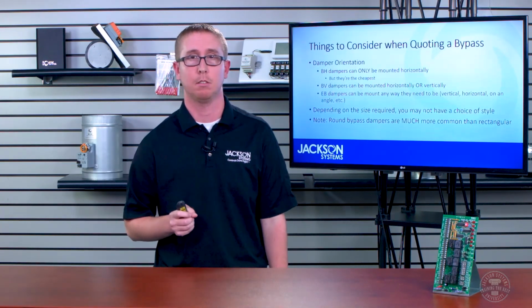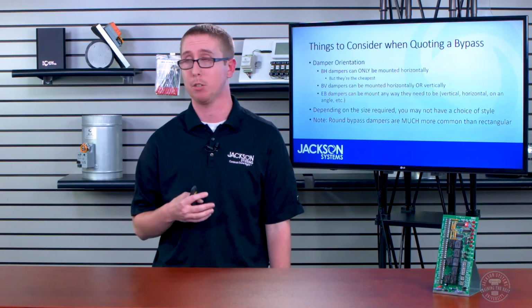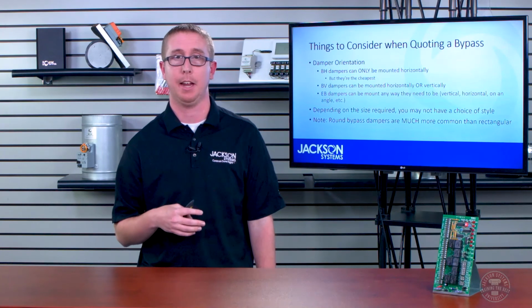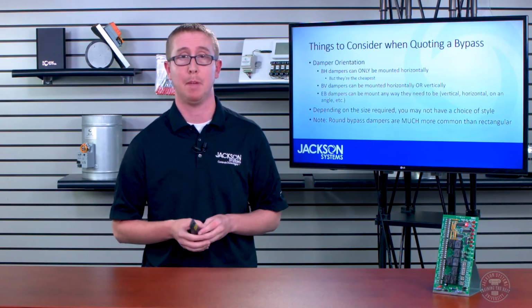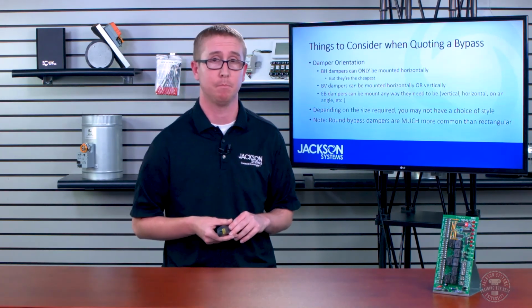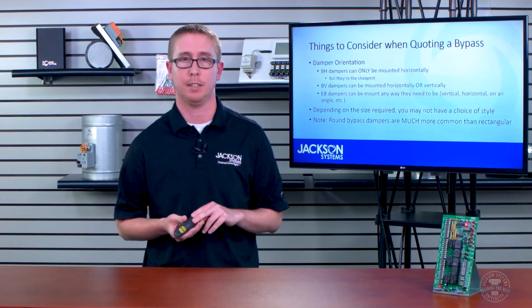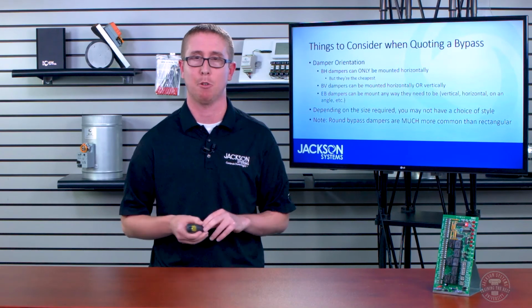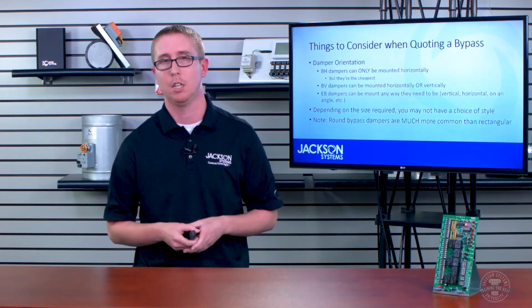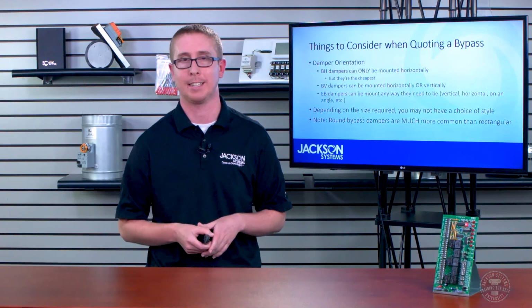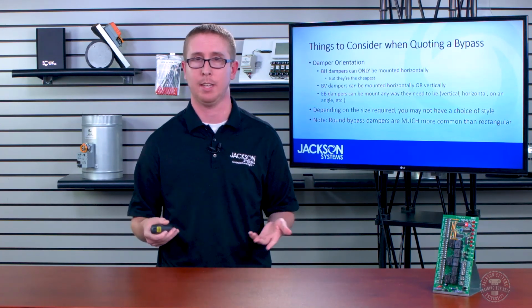Things to consider when quoting a bypass. The first thing is damper orientation. You'll see here BH stands for barometric horizontal. The barometric horizontal can only be mounted horizontally and in no other configuration. The BV stands for barometric vertical. Those can be mounted horizontally or vertically. And last but not least, the EB, the electronic bypass damper, can be mounted in any fashion, so if you need it at some weird angle, then you're stuck with the EB.